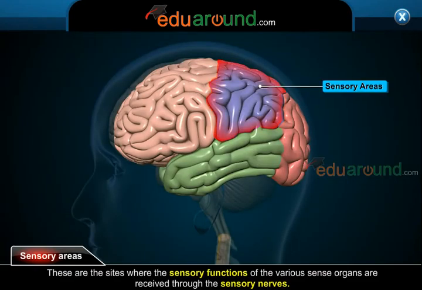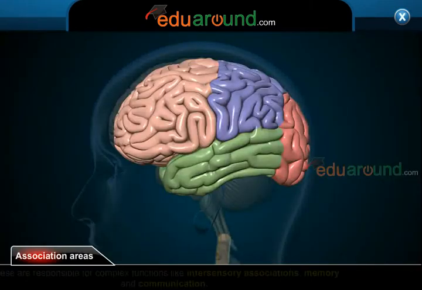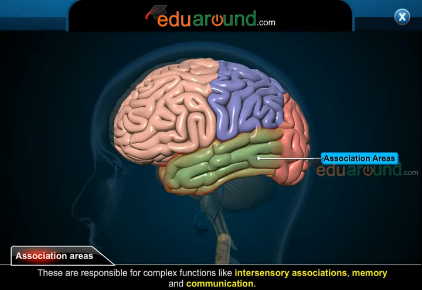B. Sensory areas. These are the sites where the sensory functions of the various sense organs are received through the sensory nerves. C. Association areas. These are responsible for complex functions like intersensory associations, memory, and communication.